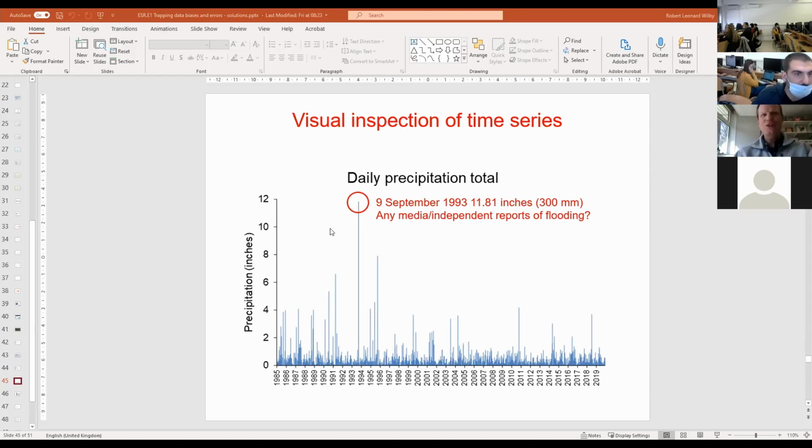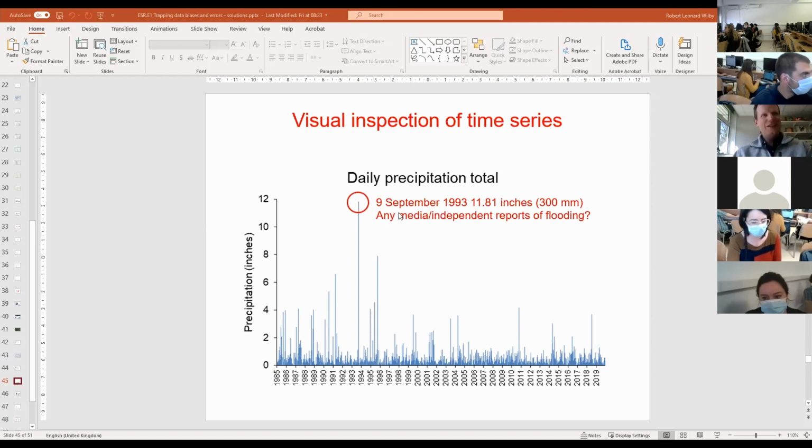So one thing we could do would be to check, say, in the newspaper archives or some other record to see, well, were there any reports in the media or in the newspapers of widespread flooding or something else that could independently corroborate whether or not that was an actual event. But I think looking at the chat box, most of you are saying no chance, no way, don't believe this value. So how that value got into the data set raises some questions.